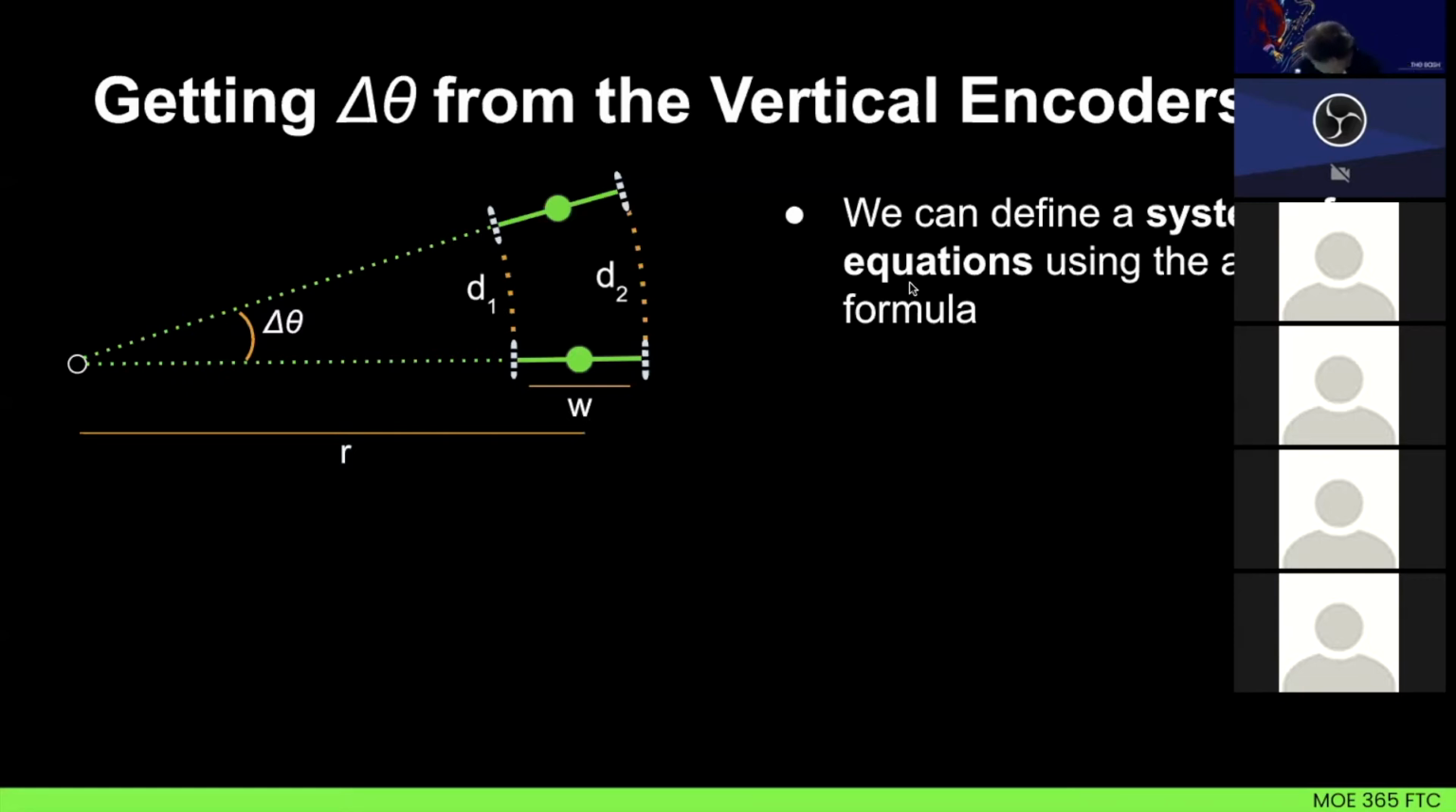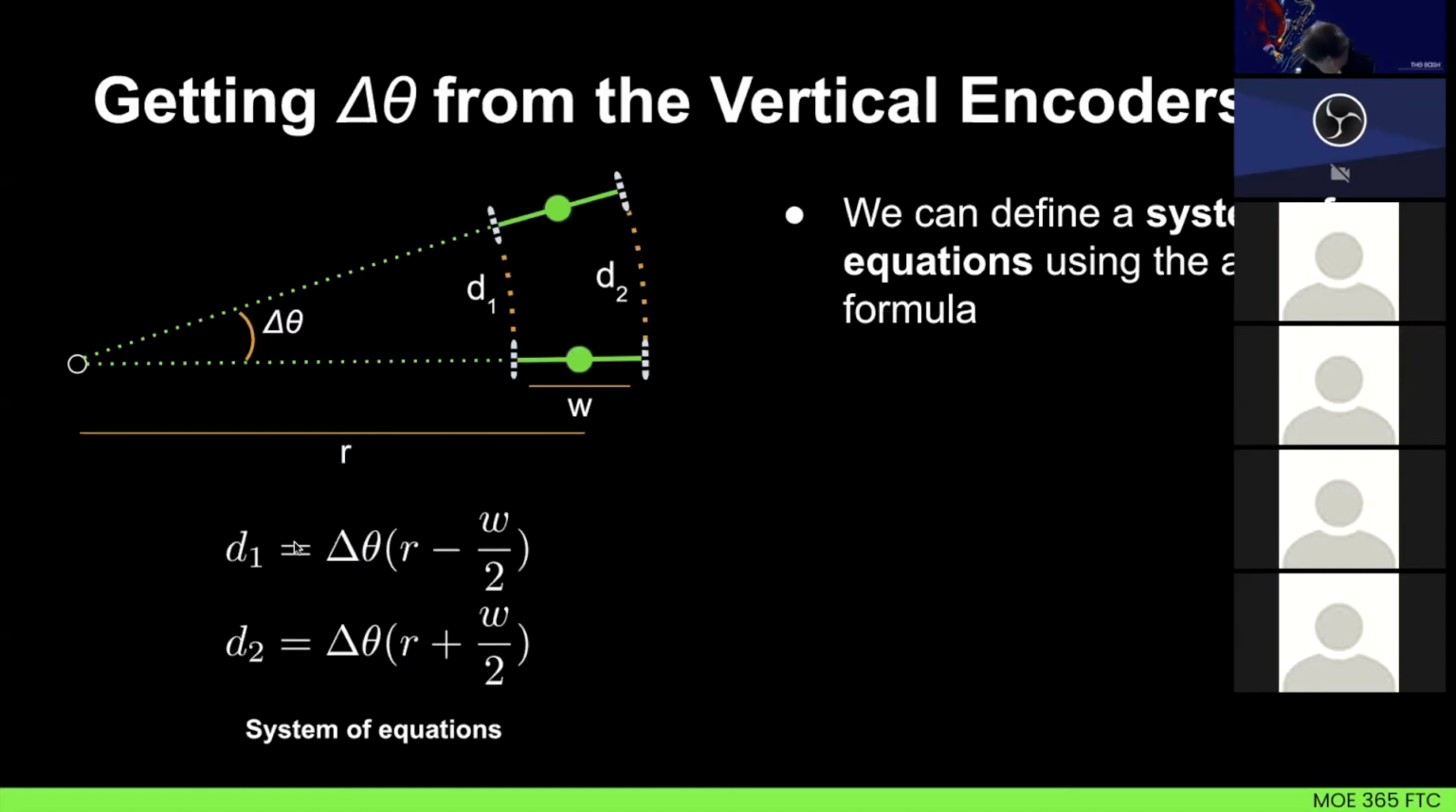So we can define a system of equations using the arc length formula that we defined earlier. Right here, D1 equals delta theta times R minus W over 2. Here we're assuming that the center of the robot is halfway between the left and right encoders. D1, this arc length right here, this orange dotted line, is equal to R, this big R here, minus the width of the robot over 2. We don't know what R is, but we know what the width is. So width over 2 is a constant we defined earlier.